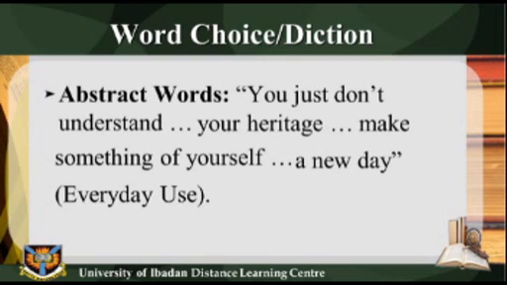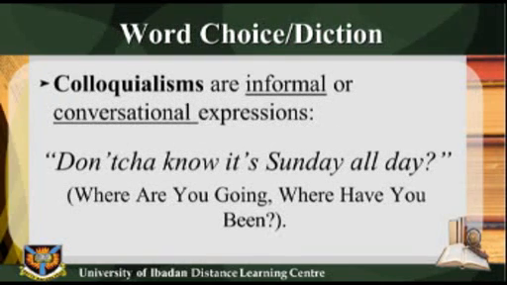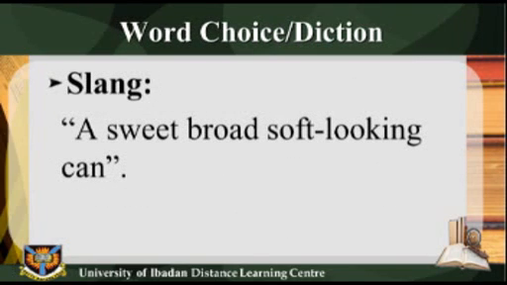Another type of diction is colloquialism. "Don't you know it's Sunday all day? From where are you going? Where have you been?" The slurred syllables are characteristic of speech, not written prose. The casual way an old friend expresses himself helps us know more of what his character is like. Two other examples are "I'm an open-minded kind of guy" and "I ain't learning nothing in school," from Sonny's Blues.